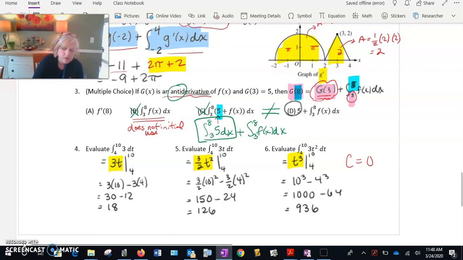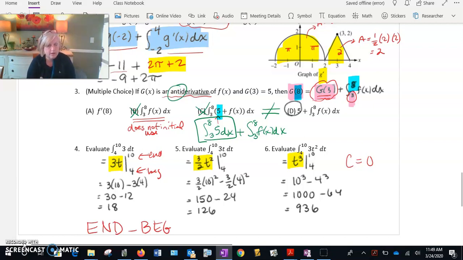The one mistake that I do see from students that I want to highlight: as you are looking at it, this is the end, and this is the beginning. When you're doing your net change, you always want to do end minus beginning. Because if you do that in the reverse order, you're going to have a negative where you shouldn't have a negative. So just pay attention to that. You plug your ending value into your antiderivative, plug your beginning value into your antiderivative, and subtract. So that's pretty straightforward.